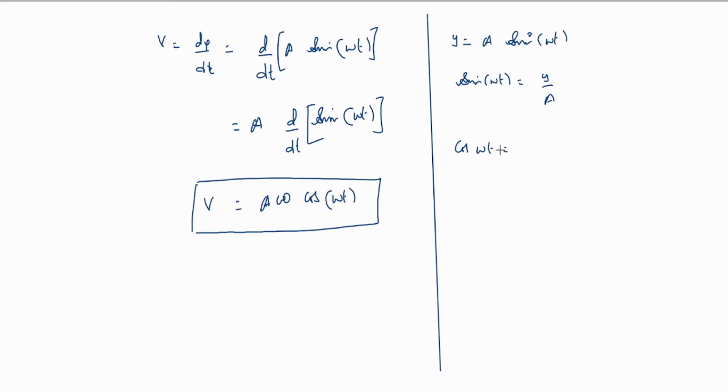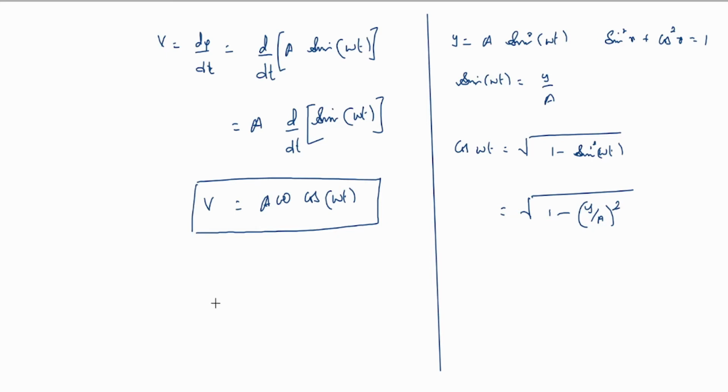or cos omega t is under root of 1 minus sine square omega t, using the form sine square x plus cos square x is equal to 1. Using this, we get that it is equal to under root of 1 minus y by a the whole square. Putting it back in velocity, we get v is equal to a omega into under root of 1 minus y square by a square.